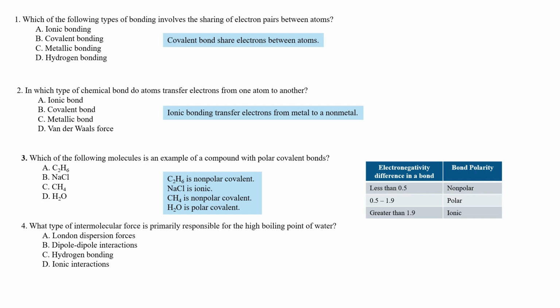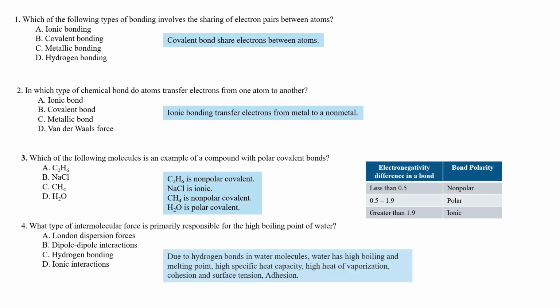weakest. The water molecule shows unusual properties due to the presence of hydrogen bonds. Water has high boiling and melting points, high specific heat capacity, high heat of vaporization, and also high surface tension due to hydrogen bonding.